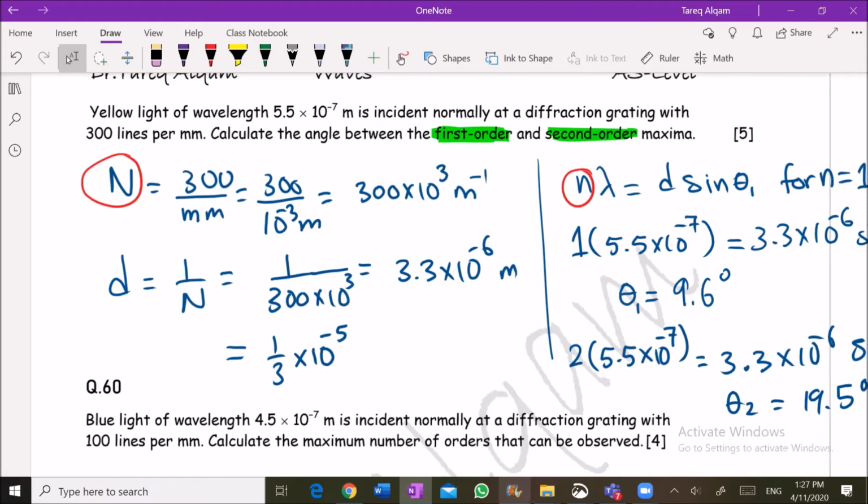Yellow light of wavelength, we are given the wavelength. This is lambda. Look to this, guys. Again, pay attention here. Normally a diffraction grating with 300 lines per millimeter is incident. Calculate the angle between first order and second order.